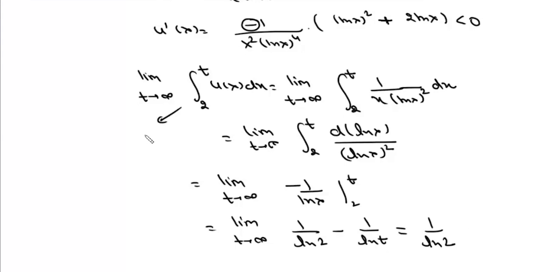That means this integral converges, and if this integral converges, then this series n varies from 2 to infinite 1 upon n (log n) square will also converge. So this is how we test convergence of infinite series with positive terms.